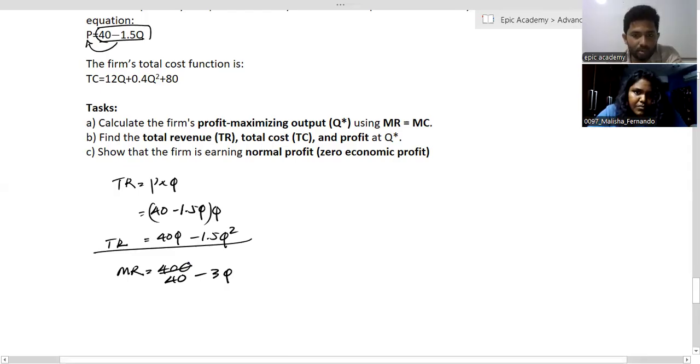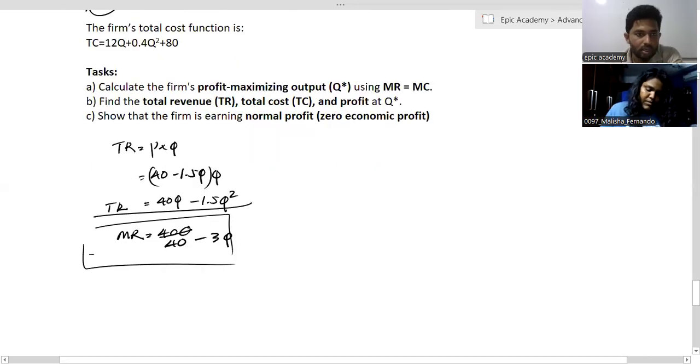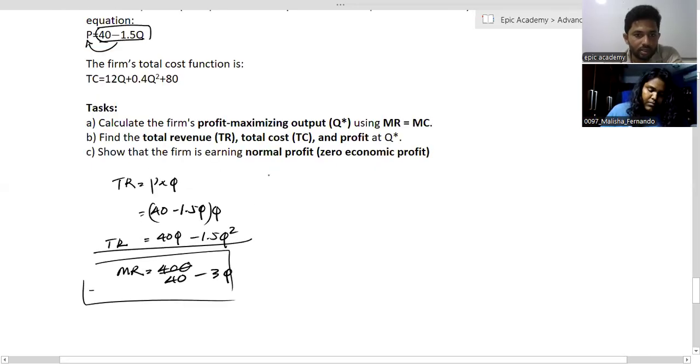So this is the MR: 40 minus 3Q. So then what about the MC? 12Q plus 0.4Q power 2 is that one. The derivative of this equation is 12 plus 0.8Q, isn't it? Yes.